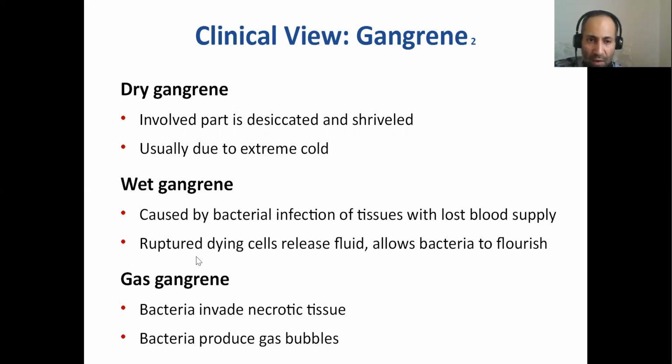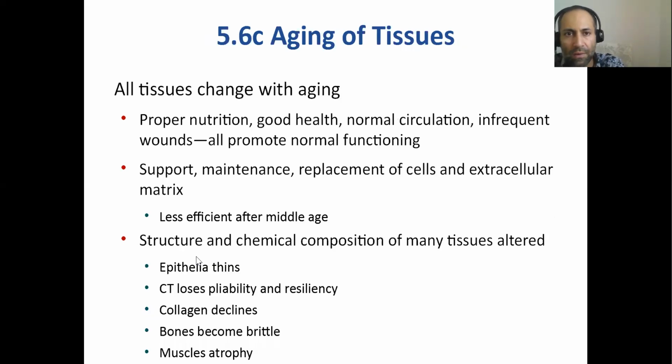Finally, you have something called gas gangrene, and here you get blisters. It also happens after death, and it's usually because of infection with a bacterium called Clostridium perfringens, okay? This bacterium is notorious for causing gas gangrene, where these blisters fill up with gas and they pop, releasing oozing fluid, and also gas bubbles are produced there.